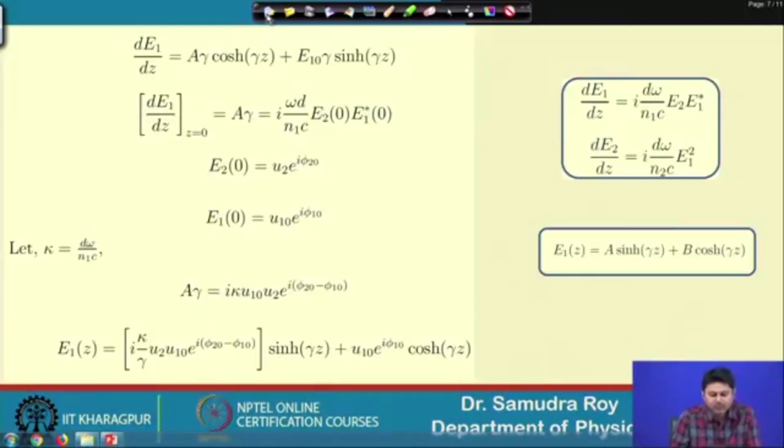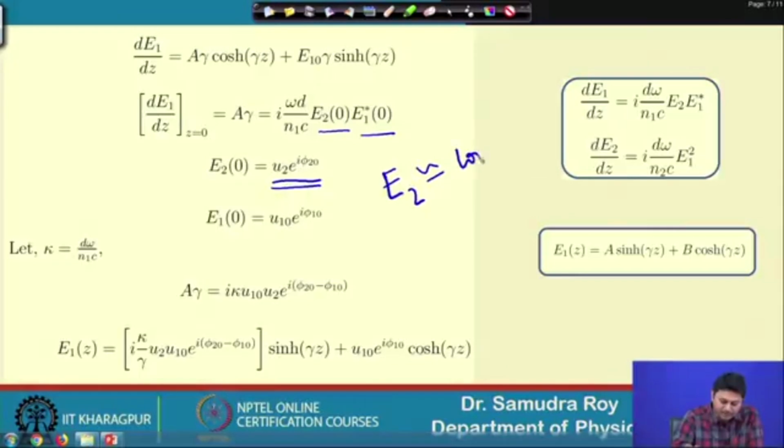So, now we put the boundary condition here, and then we find that A gamma should be equal to E2 at 0 and E1 star at 0. So, E2 at 0, again we put one quantity, and this is amplitude and phase term, U2 e to the power i phi 2 0. I put it U2 to make sure that E2, our valid condition, our approximation was U2 is nearly equal to constant. That means there is no change of amplitude of E2.